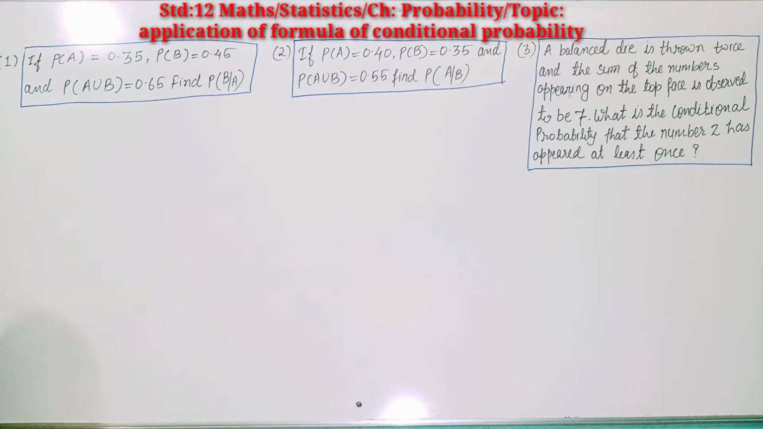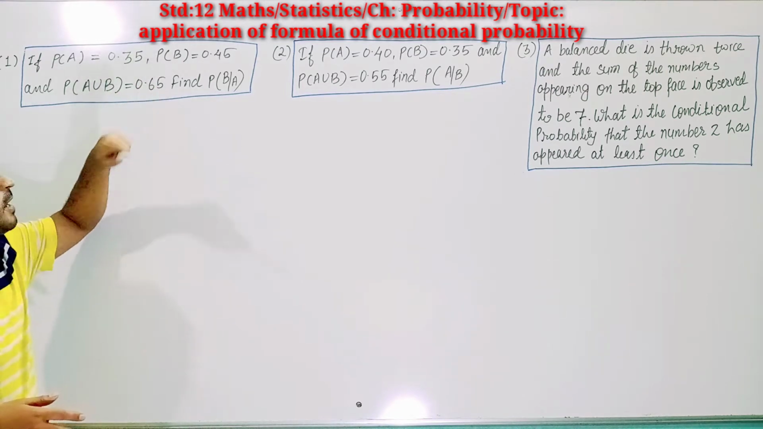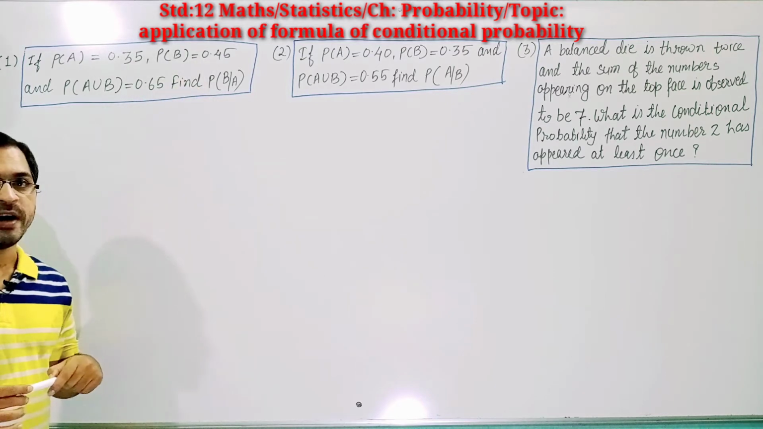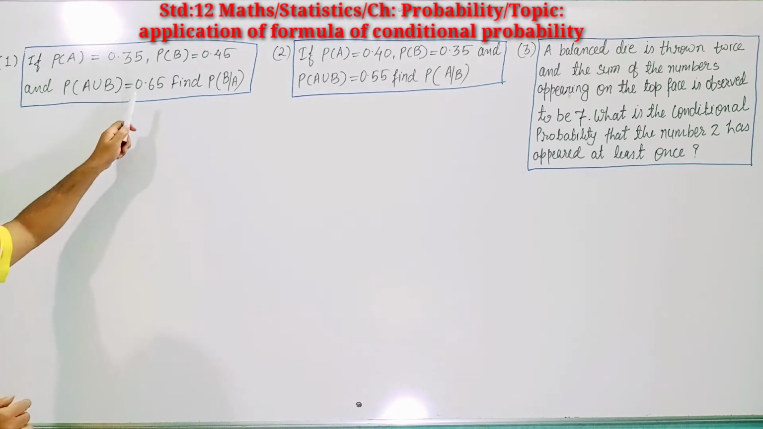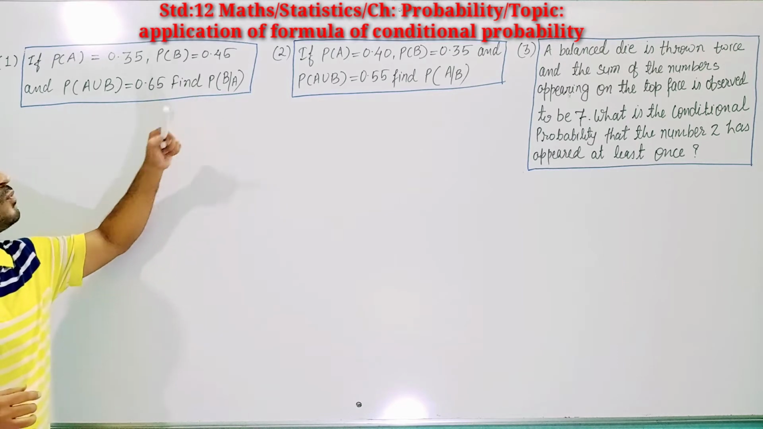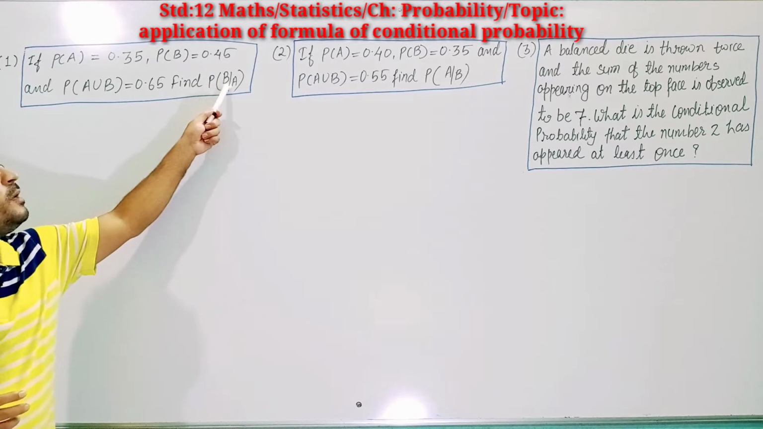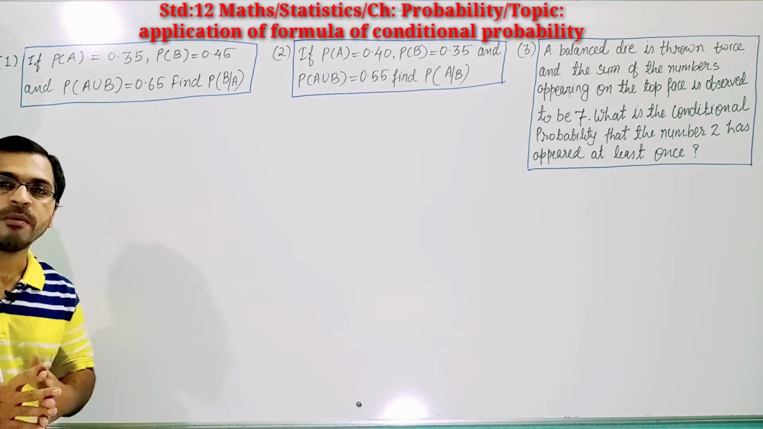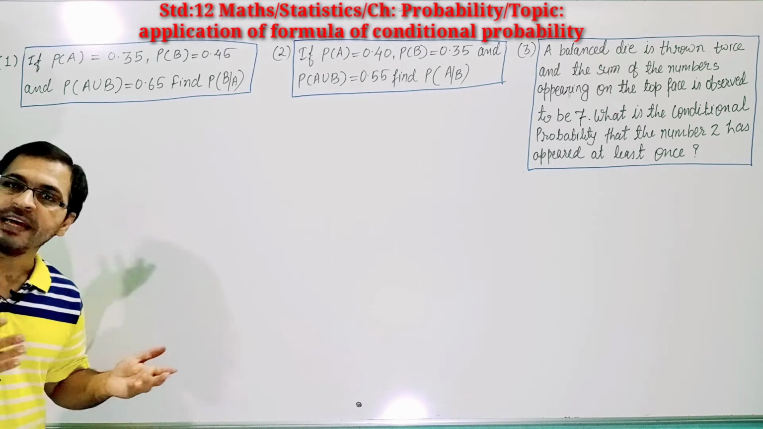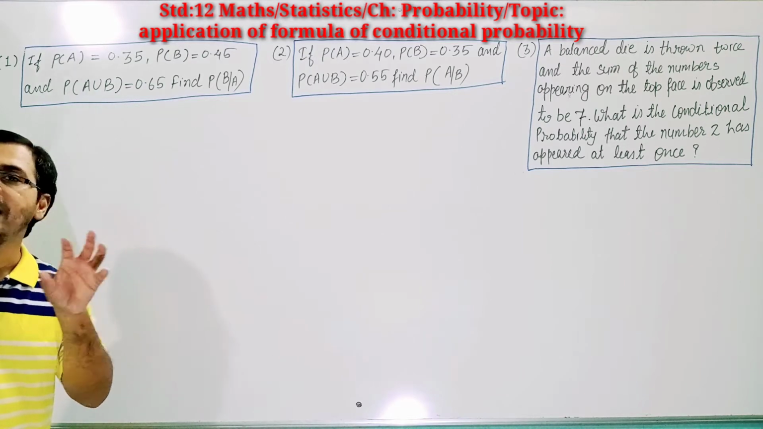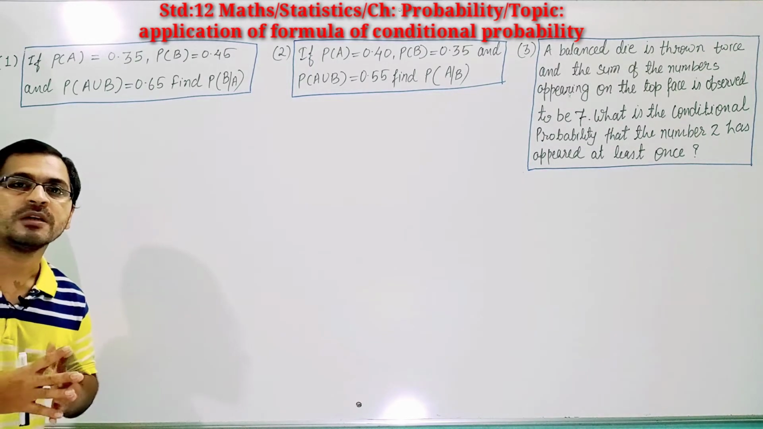The question is: if P of A is 0.35 and probability of B is 0.45 and probability of A union B is equal to 0.65, we have to find the probability of B with respect to A. Here it is the conditional probability of B with respect to A. Students, in conditional probabilities, in a particular sample space, if one thing has already happened, from that event we have to find the probability of the other thing. In that case we can use conditional probability.